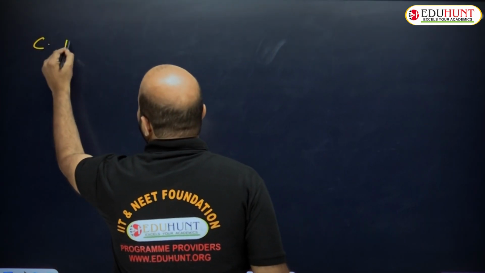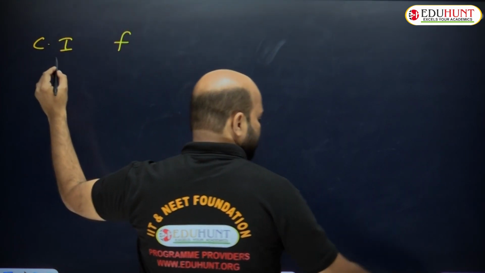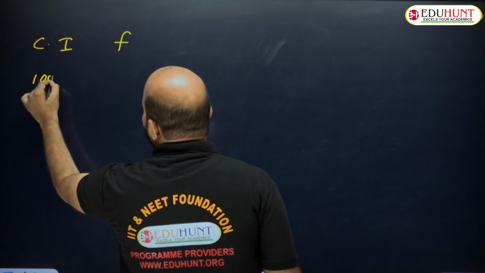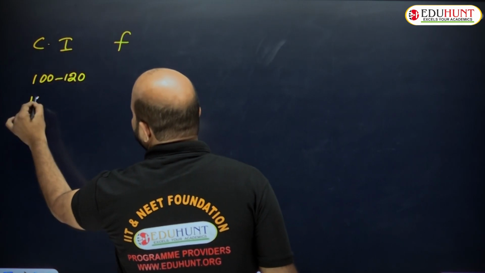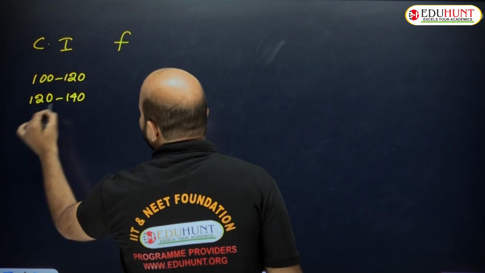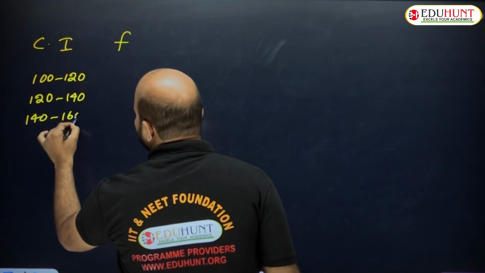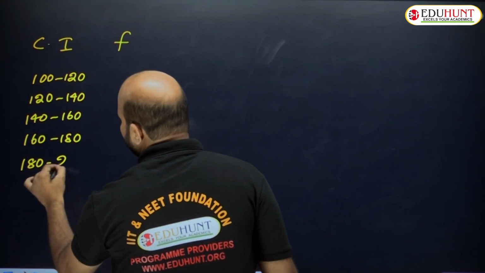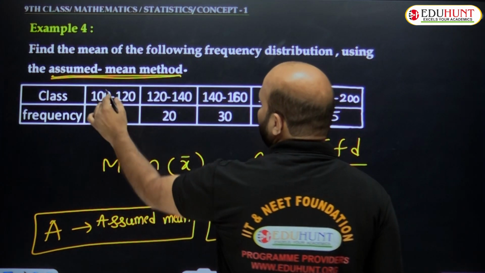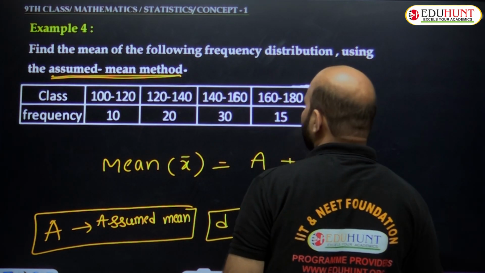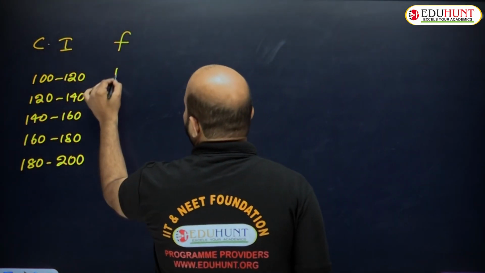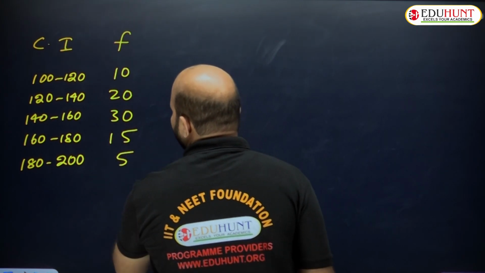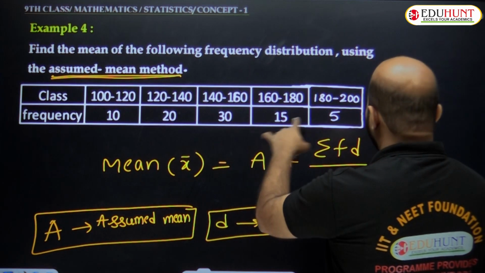Here class interval and frequency are given. The class intervals are 100 to 120. Next one 120 to 140. Next one 140 to 160. Next 160 to 180. Next one 180 to 200. Then total. Five are given, 1, 2, 3, 4, 5. So the frequencies are 10, 20, 30, 15 and 5. This is the frequency. Am I clear?